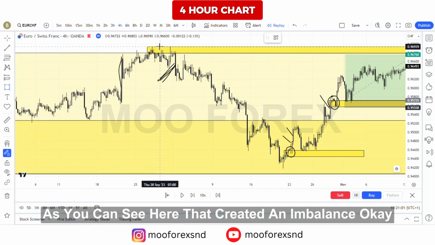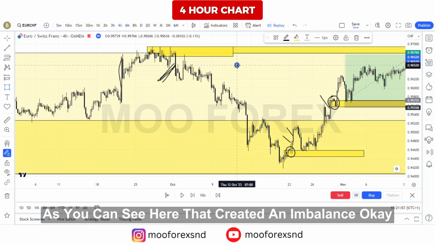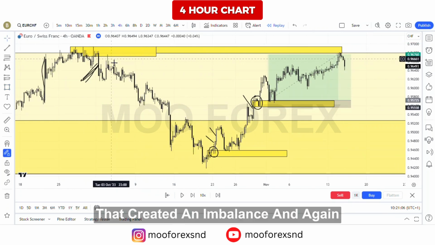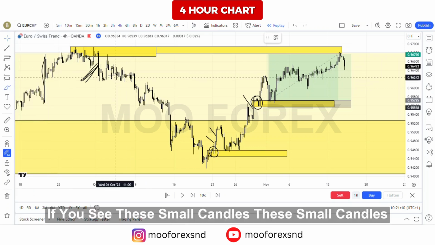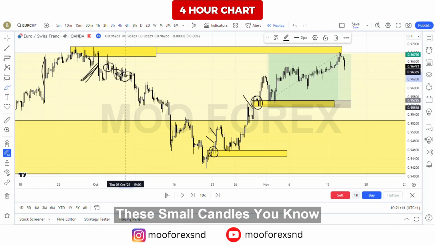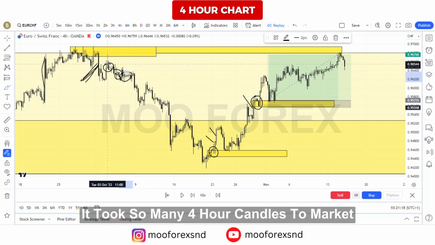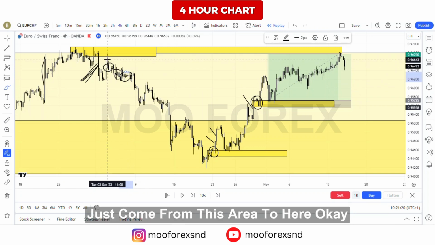Okay guys, as you can see here, that created an imbalance. Again, if you see these small candles, it took four candles for the market to come from this area to here.